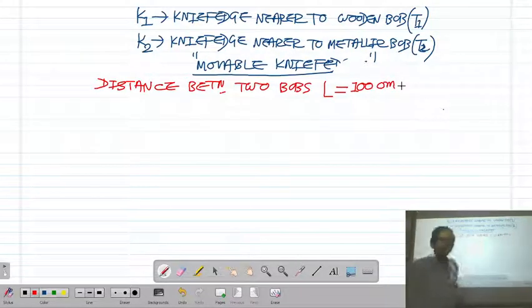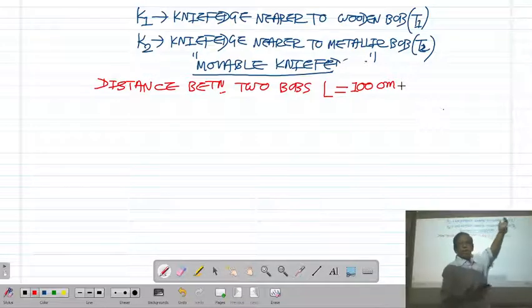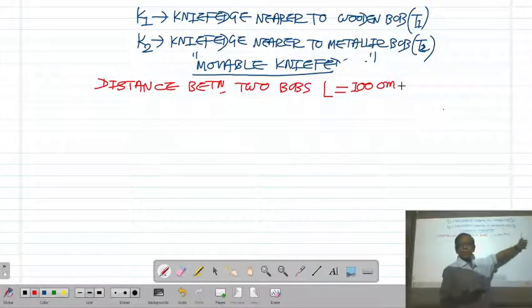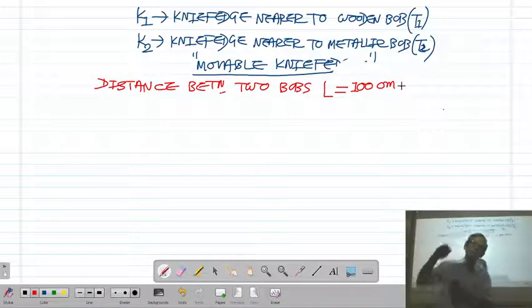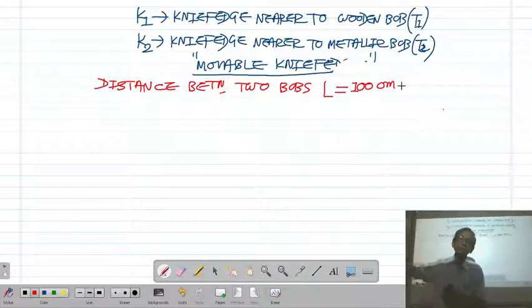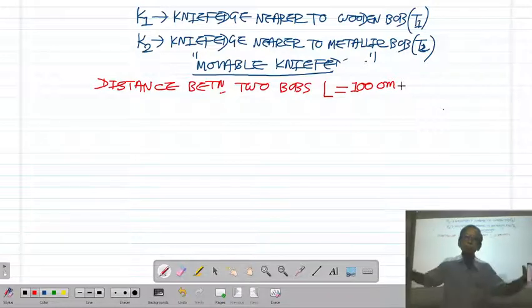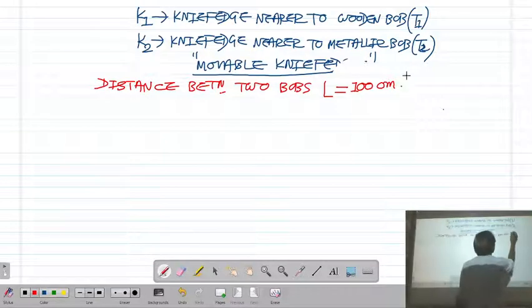Suppose, I am giving you the observation for calculation, that the distance between the wooden bob and the metallic bob, capital L, is 100 centimeter. Means from the center of the rod, keep the wooden bob at 50 centimeter distance, and keep the metallic bob at 50 centimeter distance. So the total distance between the wooden bob and the metallic bob is 100 centimeter, and that is fixed.